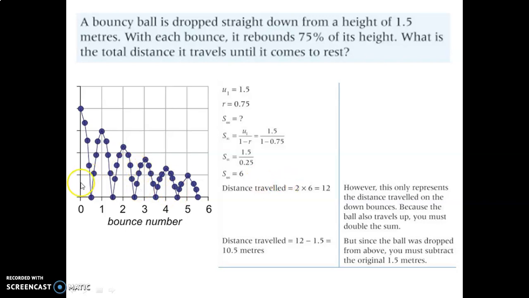Again, if we doubled that, we would have to have an initial bounce up to there, but it was dropped from that height. So these are all doubled, see, because they all have two sides. But this first one, the initial fall, is only one-sided. It's not two-sided. So we subtract that 1.5. It's a little bit tricky there. It required a little logic, but I hope you figured that out.